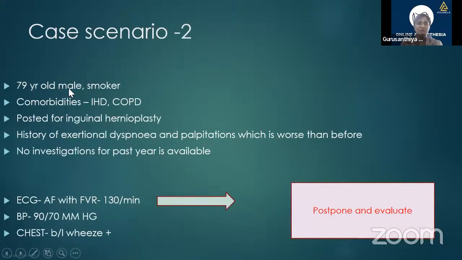Case 2 is a 17-year-old smoker with IHD and COPD, posted for an elective non-cardiac surgery. He has exertional dyspnea and palpitation, which is worse than before, and no investigation of the past year is available. On examination, he has AF with fast ventricular rate, which is a significant arrhythmia noted for the first time in the preoperative assessment, with a borderline BP. In such cases, when there is significant arrhythmia and the elective surgery can wait, you postpone and evaluate the cause and then take the patient up for the non-cardiac surgery.